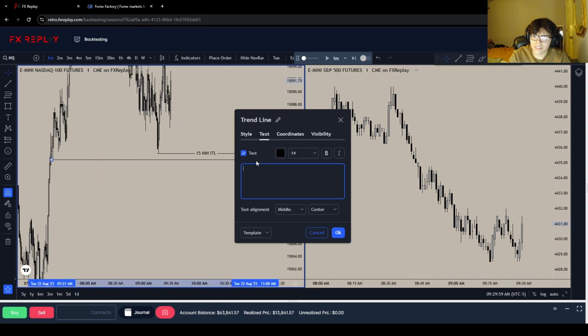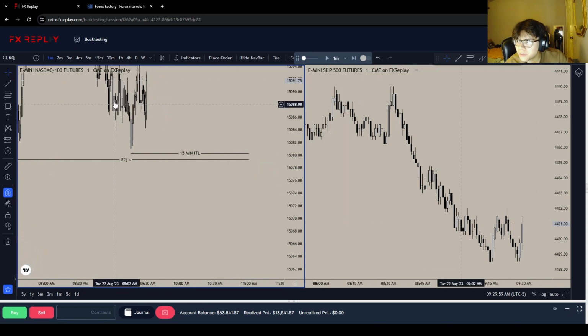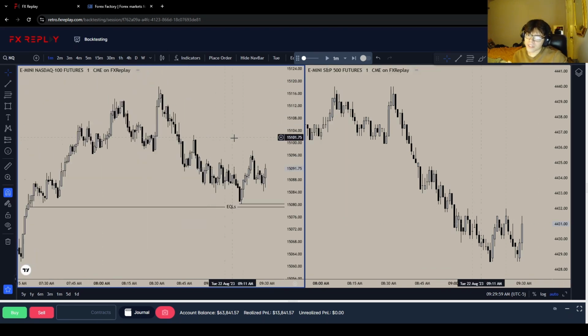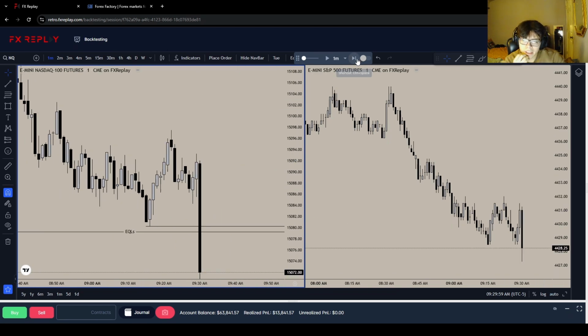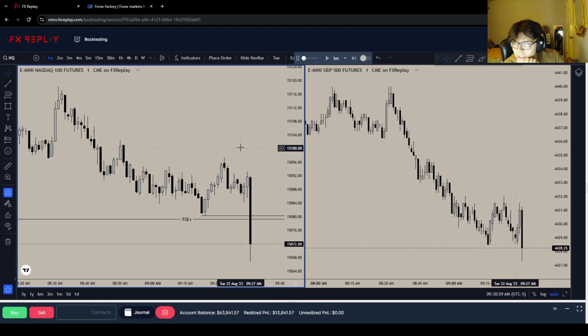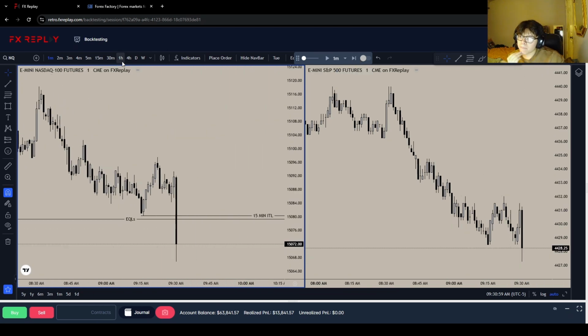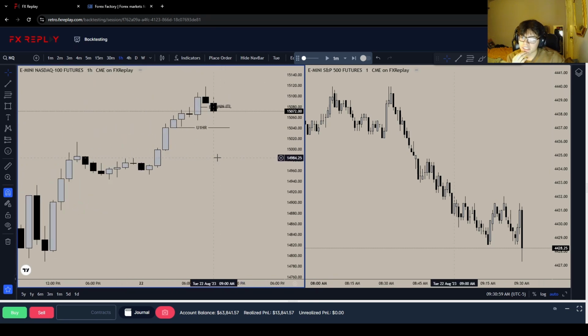Equal lows just beneath this 15-minute intermediate term low here. And then we have those higher time frame imbalances beneath this. So we'll play how market opens here. So we're gonna manipulate lower. Oh, let me also see what these sessions did.